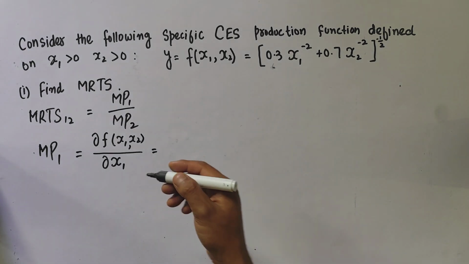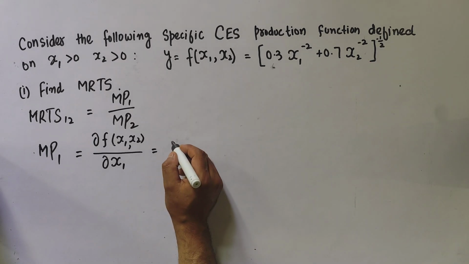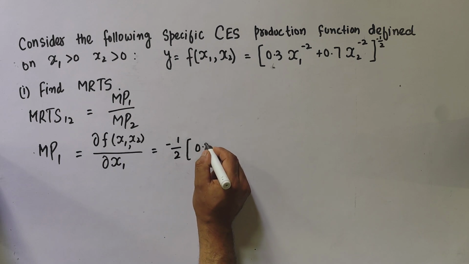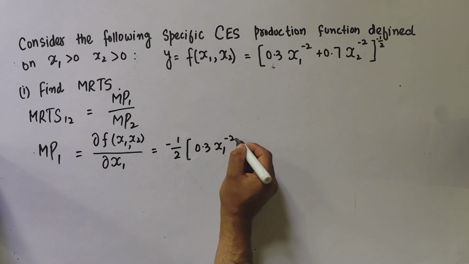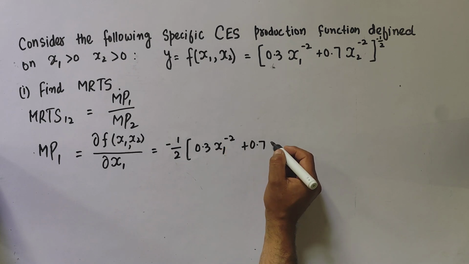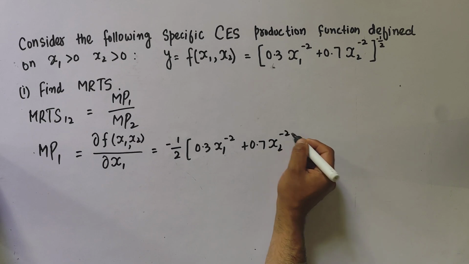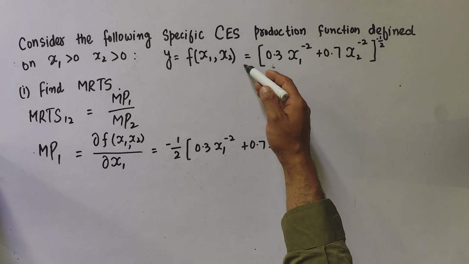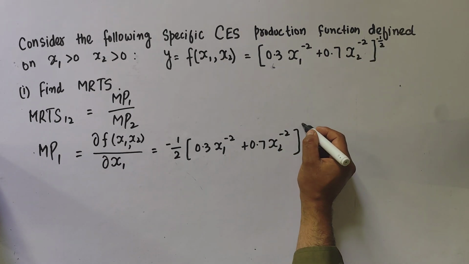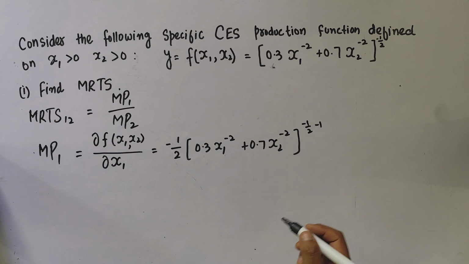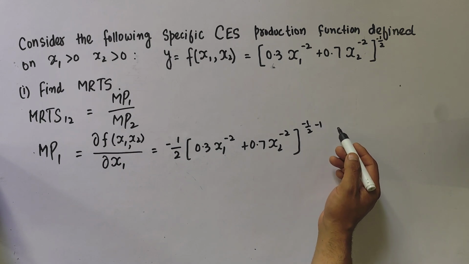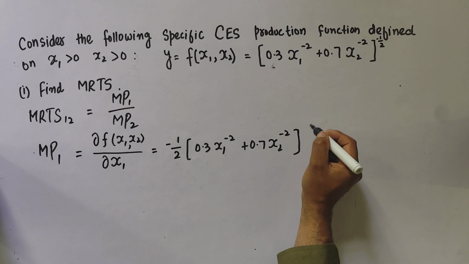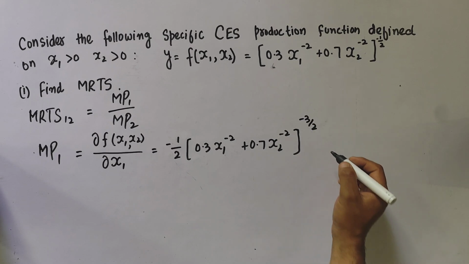By the power function rule, the exponent becomes the coefficient, 1/2. Then we have (0.3 x1^(-2) + 0.7 x2^(-2)) raised to the power of negative 1/2, and the exponent is subtracted by 1. So we have negative 1/2 minus 1, which is negative 3/2. I will write negative 3/2 here to save space.